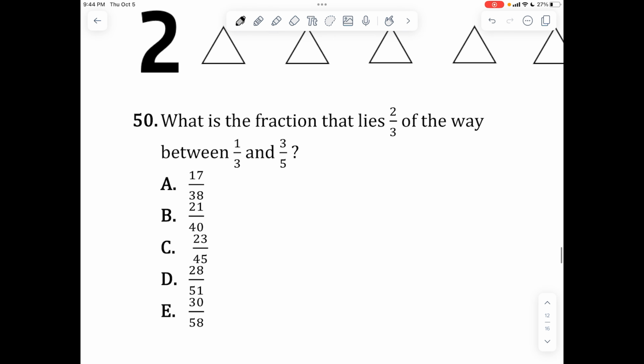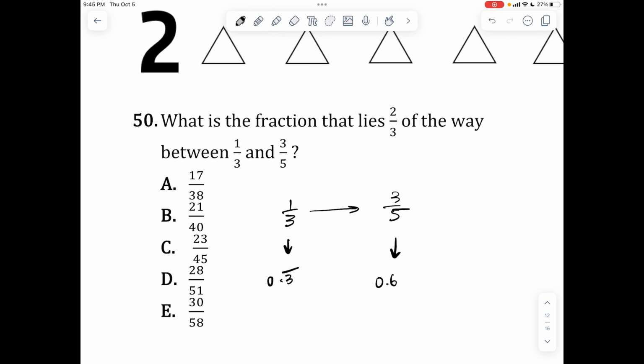What is the fraction that lies 2/3 of the way between these two? So 1/3, 2/3 of the way to 3/5. The way you could do this is just find the difference, take 2/3 of the difference, and then add it on to the lower one. Or convert these to decimal form, 0.33, 0.6, find the difference on your calculator, and then find the decimal equivalent, and then just do that.